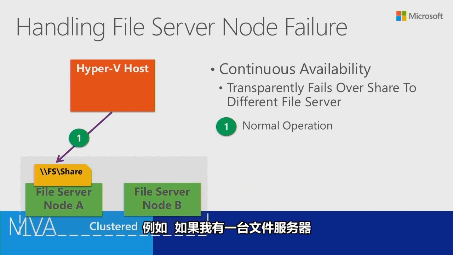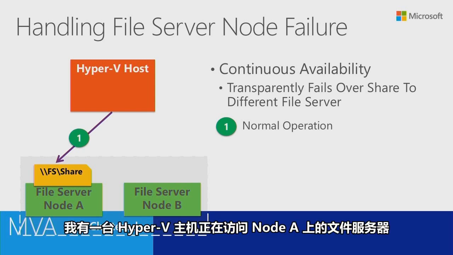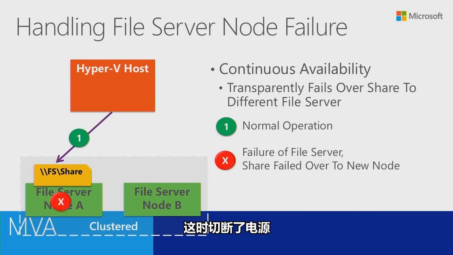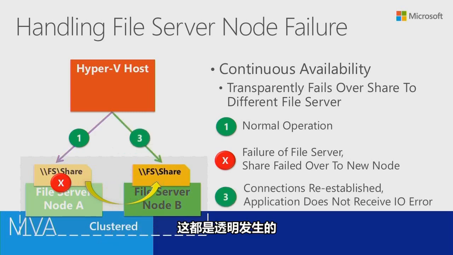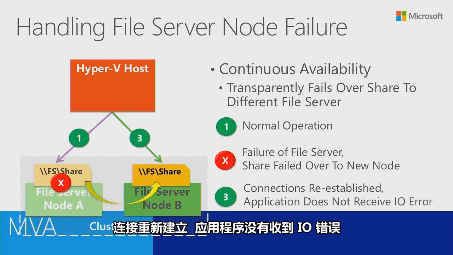What about continuous availability? What happens, for example, if I've got a file server and somebody yanks out the power cable? So I've got a Hyper-V host accessing a file server on node A, and I yank out the power cable. Well, guess what? On failure of the file server, the share is moved over to the new node. This again all happens transparently. Connections are reestablished. The application does not receive an I/O error.